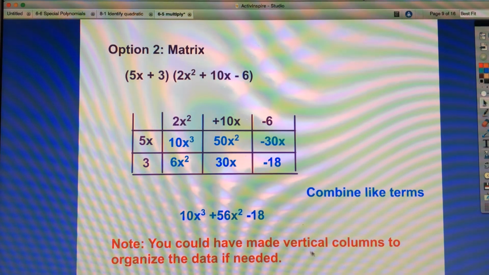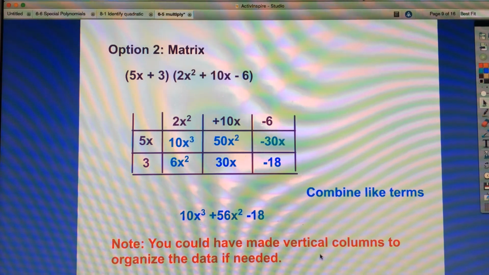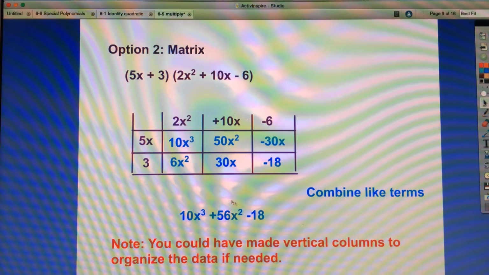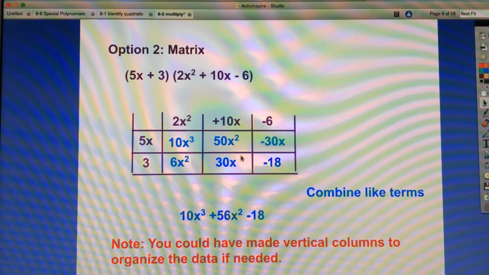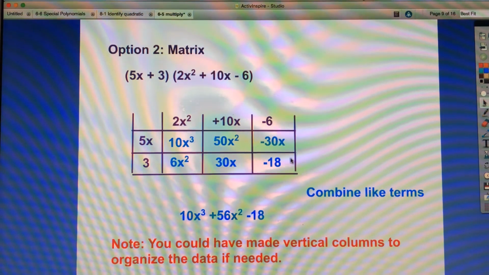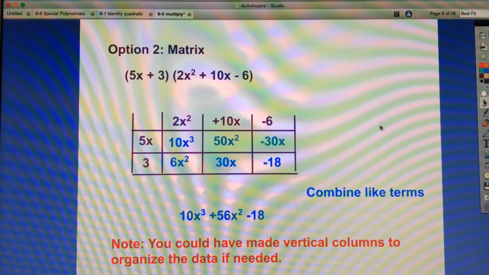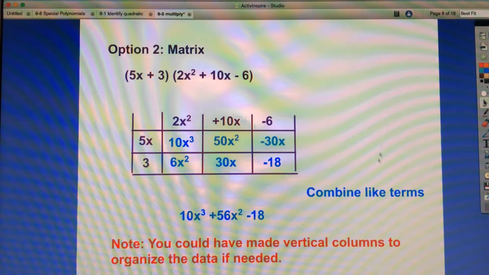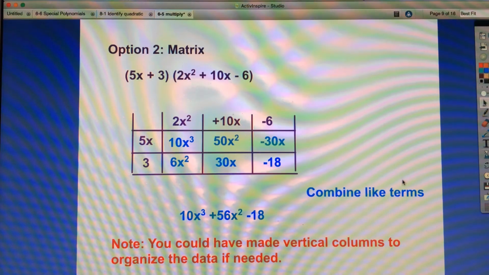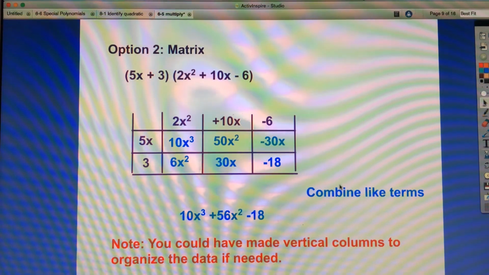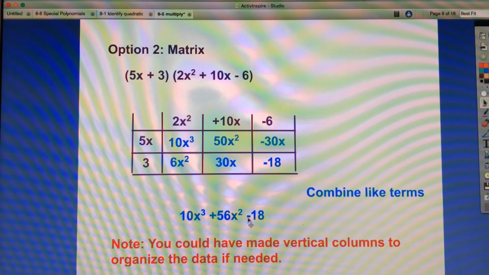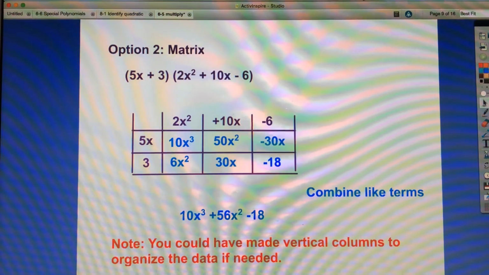You could have made vertical columns to organize the data if you had wanted to. You could have taken all of these terms on the inside and done a vertical column table that you've seen in my other lessons, starting with x to the third, x to the second, x, and filed each term into the right column. And when you added the columns, you still would have gotten this answer.